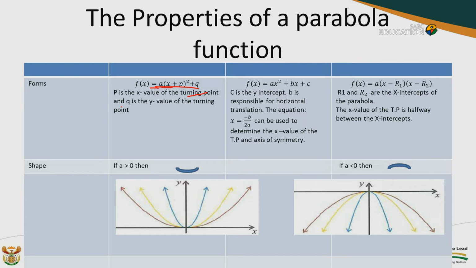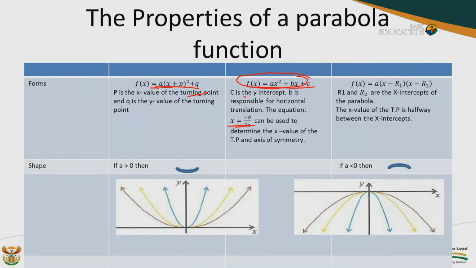Sometimes your parabola function can be given in this form, ax squared plus bx plus c. So our c refers to the y-intercept of the graph or the function, and the b is responsible for the horizontal translation. If you are given your parabola function in this standard form, for you to be able to determine the turning point, you can just use the equation x is equal to negative b over 2a to determine the x value of your turning point, so that you can just substitute it back into the original function to get the corresponding y value.